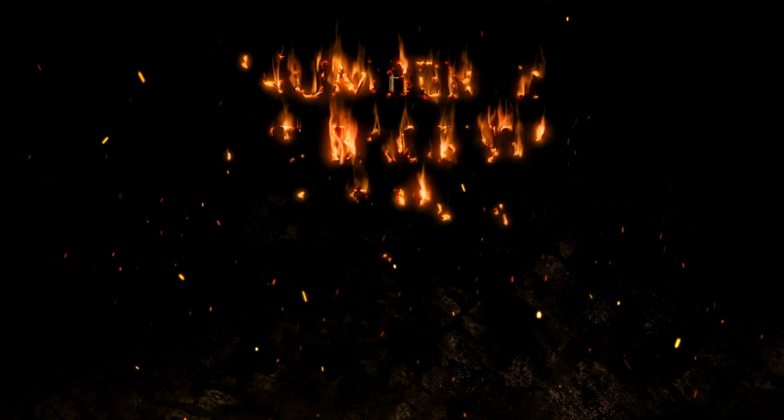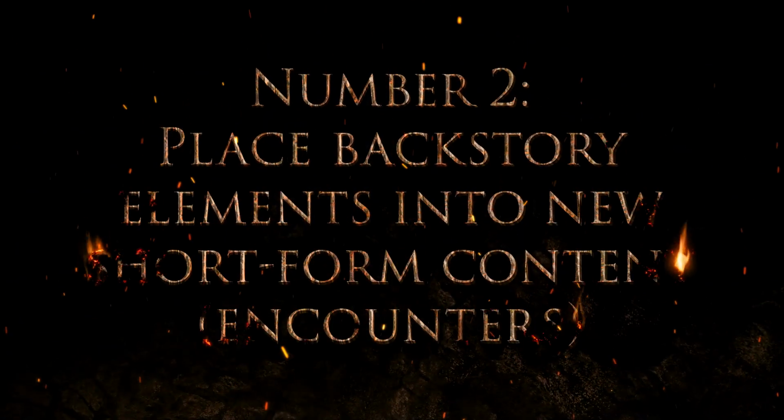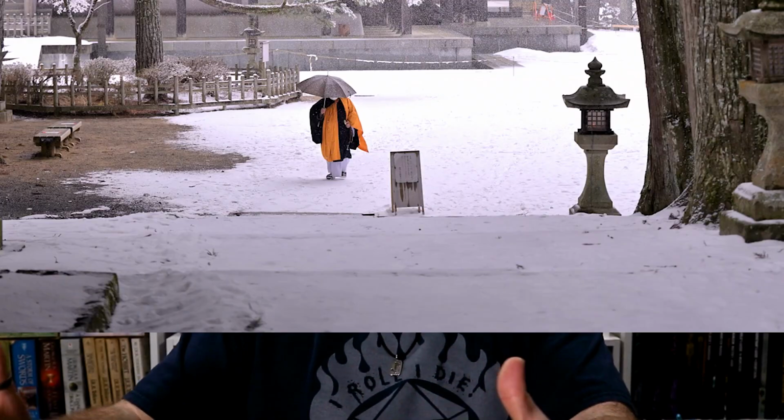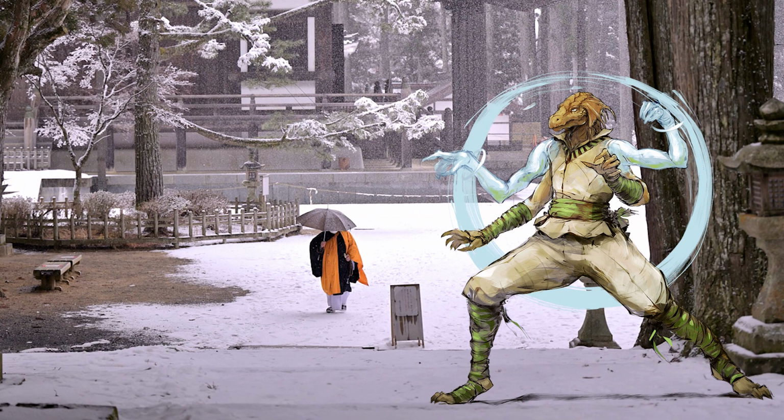Number 2. Place backstory elements into new short-form content, such as encounters. This technique involves a bit more effort, as the Game Master creates something new to be added to the game, often a quick encounter or super short side quest, but nothing too elaborate that has to do with the player's backstory. For instance, in my Curse of Strahd game, Alex's character, a monk, had another monk from the same monastery arrive, having been sent to find him, and I also offered that the other monk could become a sidekick for the group if they wanted to have him adventure with them, but they declined that offer and didn't want him to go along.